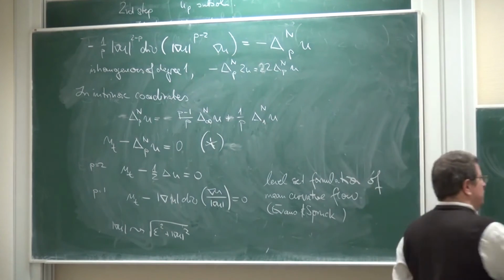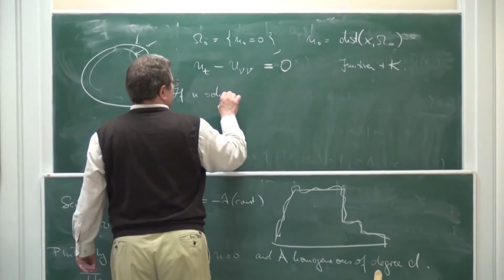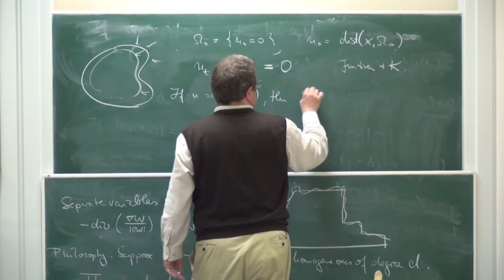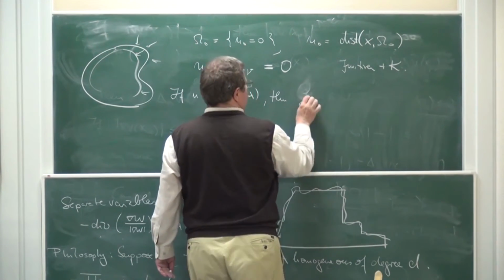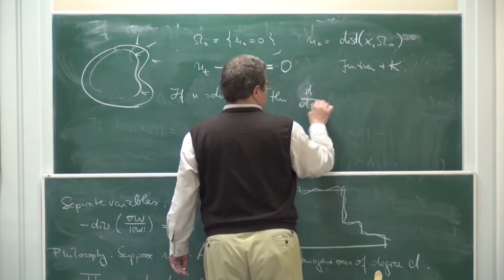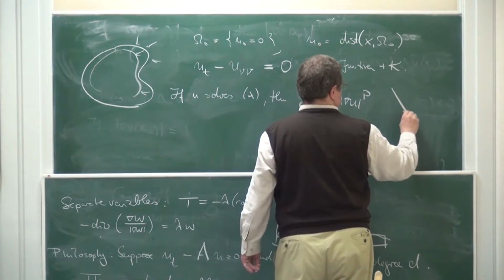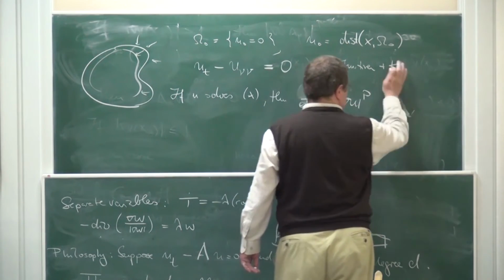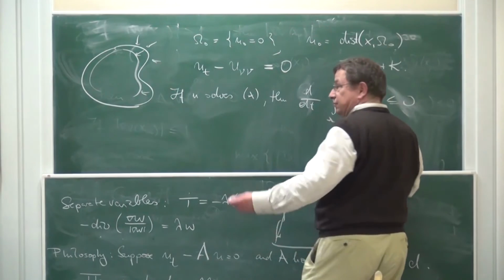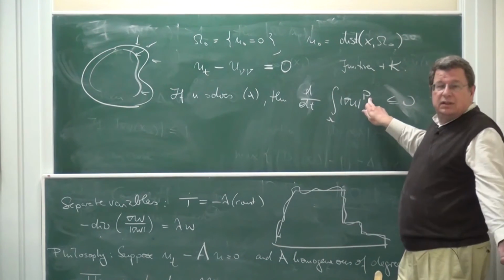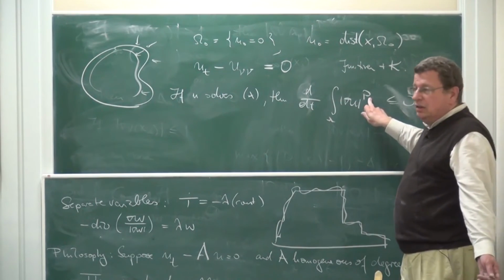And you can prove, for instance, if u solves star, then d/dt of the integral of gradient u to the p decreases in time, is less or equal to 0. So in particular, when p is equal to 1, the total variation decreases.